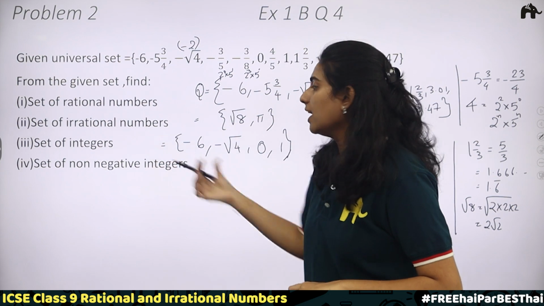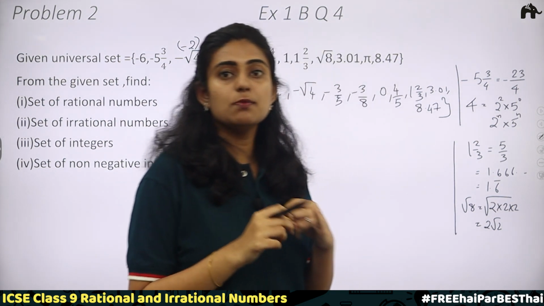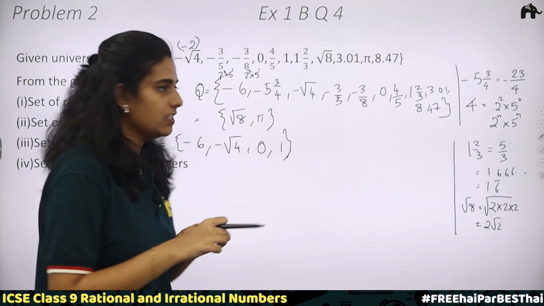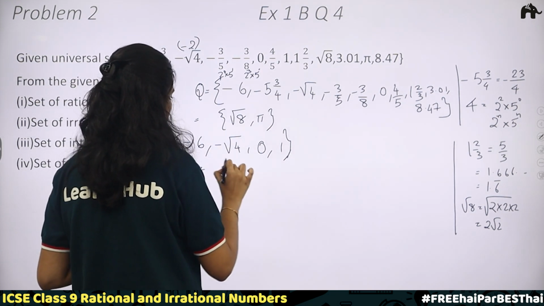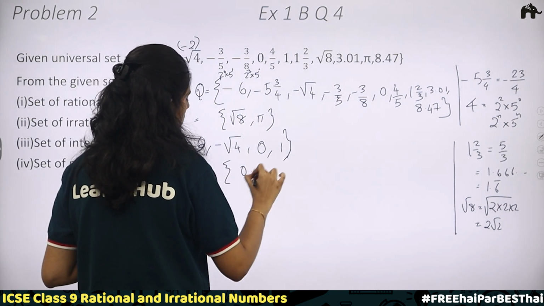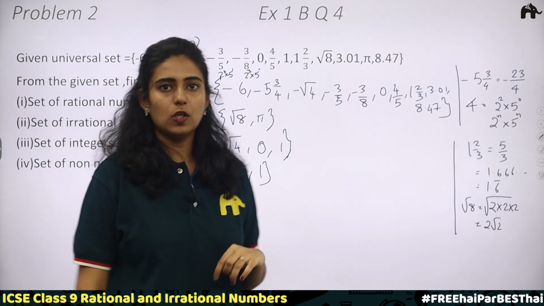Next is the set of non-negative integers. Non-negative integers means 0 can be included and all the positive integers can be included. That is equal to 0, 1. Set of 0, 1. Okay.